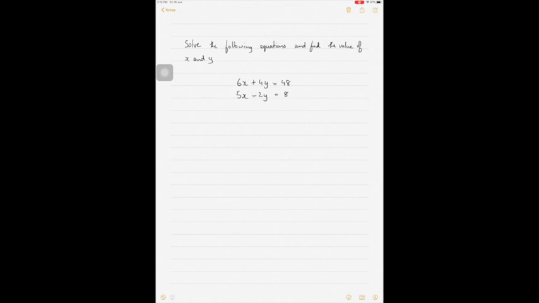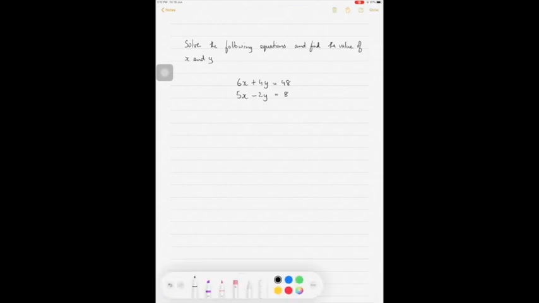Hello students, till now we were solving equations with one variable. Now we will be solving equations with two variables. Whenever there are two variables, there have to be two equations. Okay, so let's see the next sum. Solve the following equation and find the value of x and y. Two equations are given in the question.